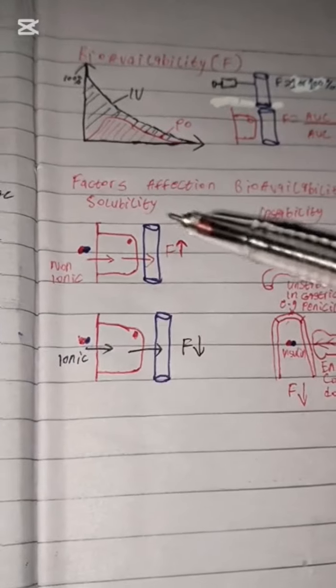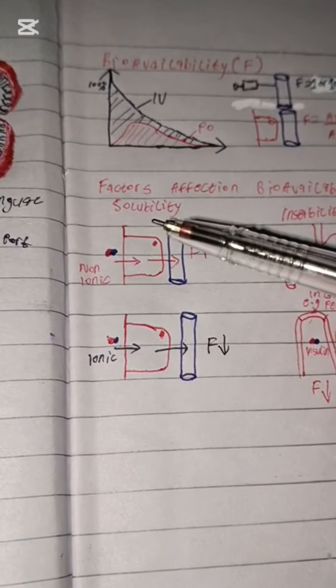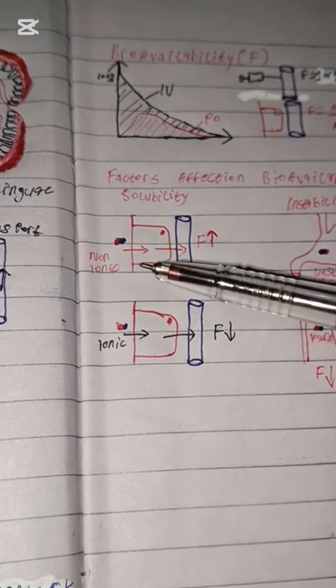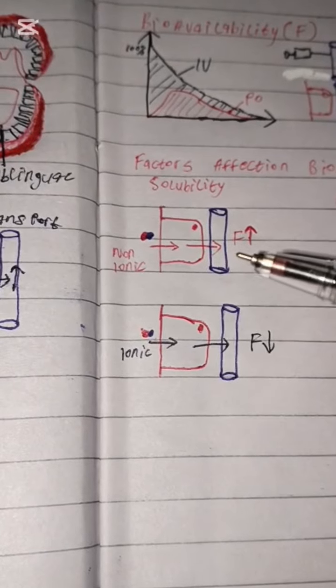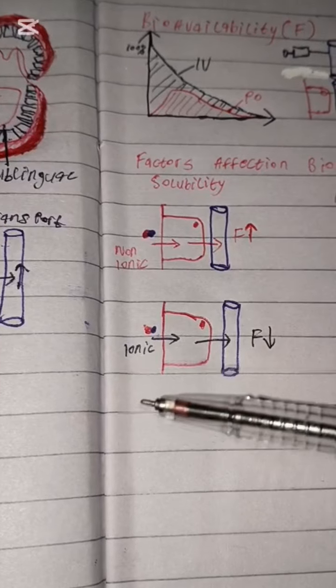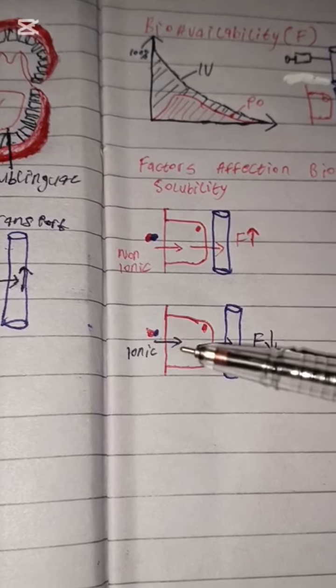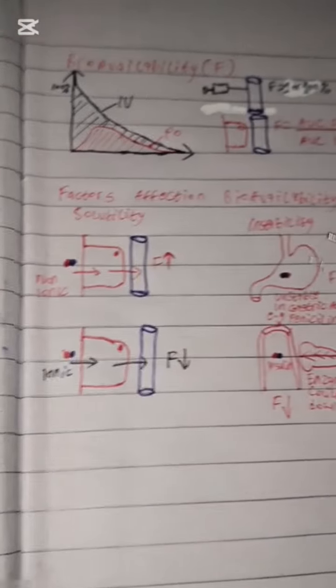So what are the factors affecting bioavailability? First is solubility. If a drug is non-ionic, meaning it is soluble in lipid, it can easily be absorbed and as a result has a higher bioavailability. An ionic drug, which is not soluble in lipid, has a lower bioavailability because it is less absorbed.